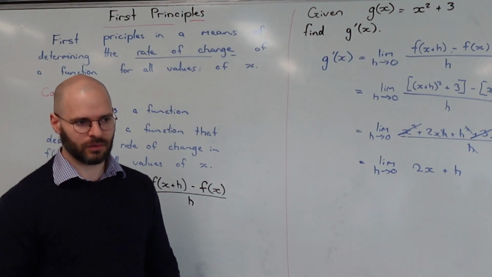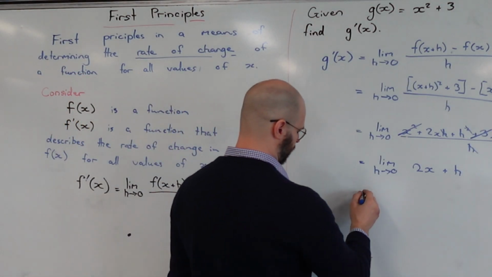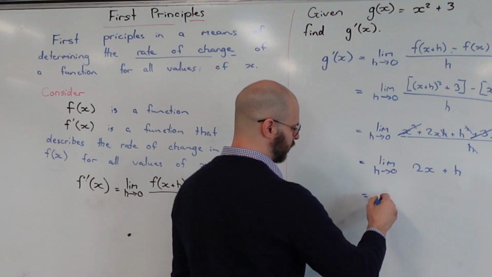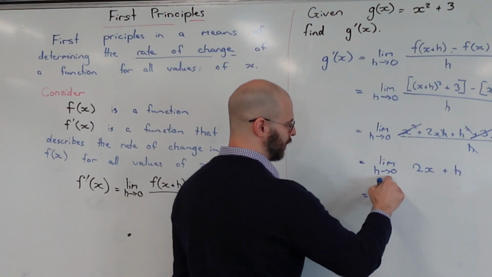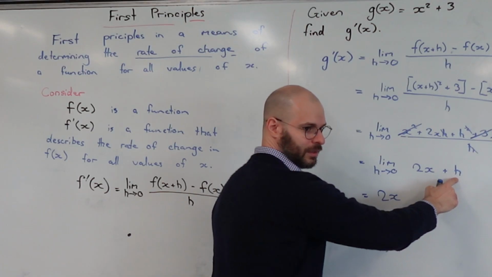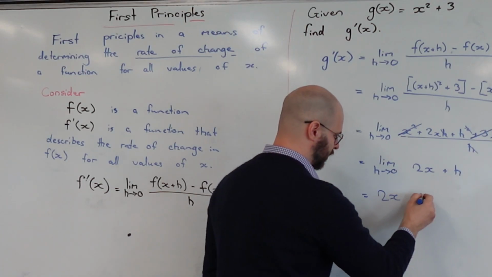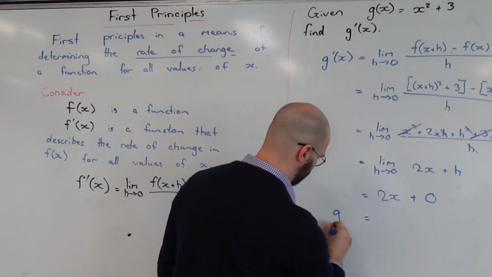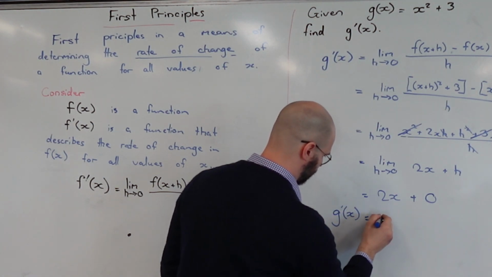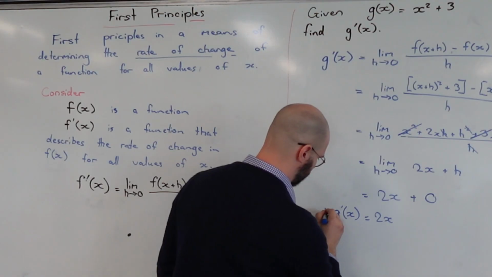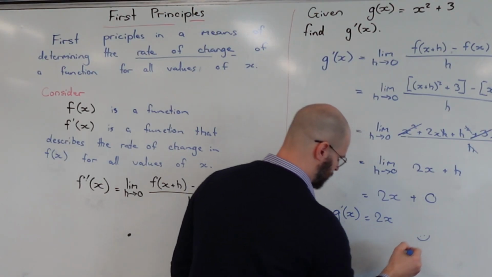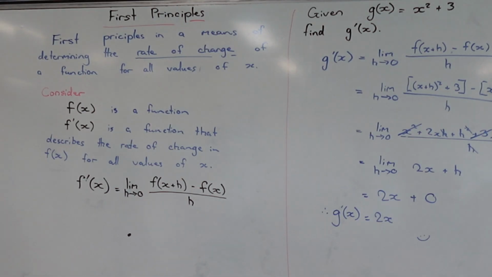Now, let's apply the limit. What do we get left over? As h approaches 0, we get a 2x, which is unaffected by the limit, and then this guy basically becomes 0. Hence, how cool is that? So that function, g dash of x, which is 2x, describes the slope of g of x for all values of x.